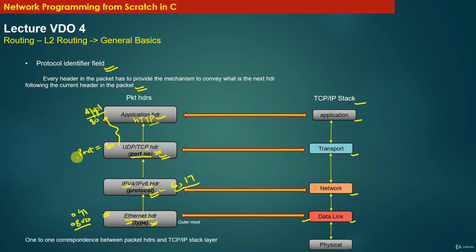So to reiterate once again, every header in the packet has to provide a mechanism to convey what is the next header following the current header in the packet.